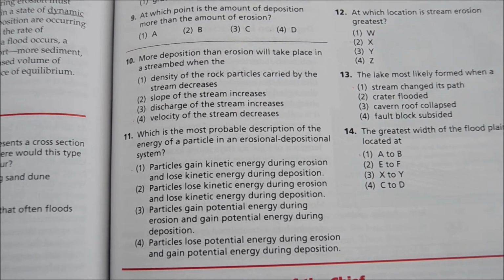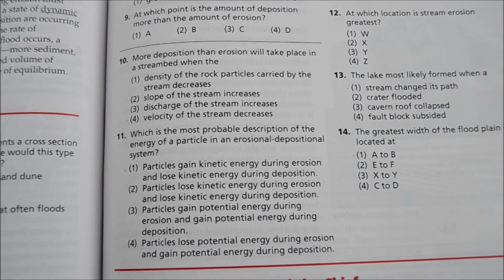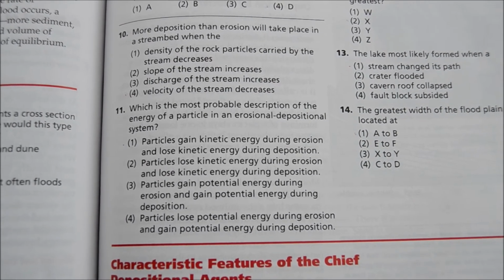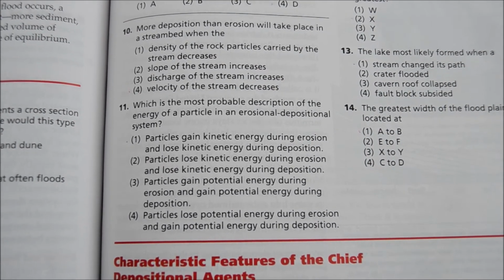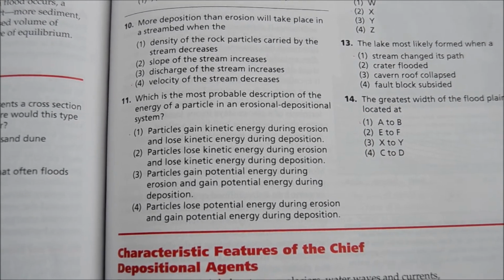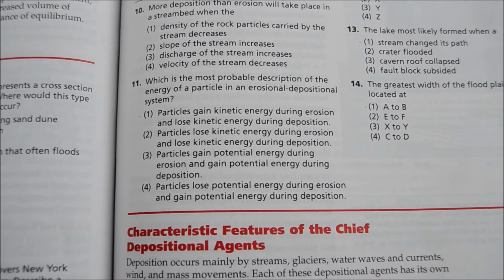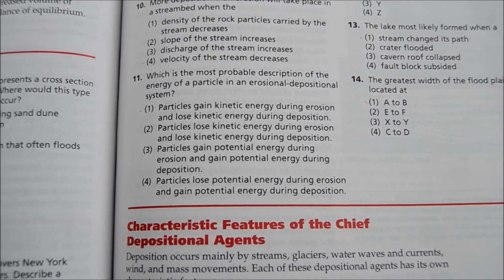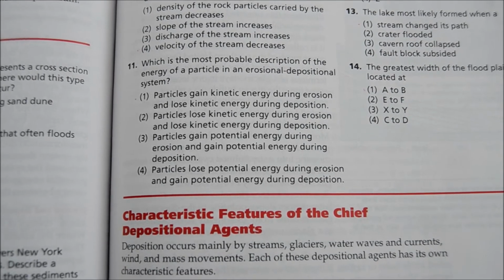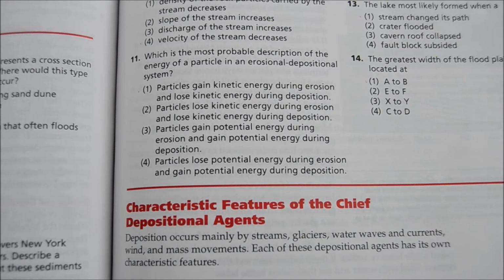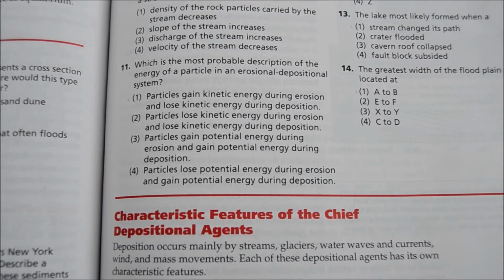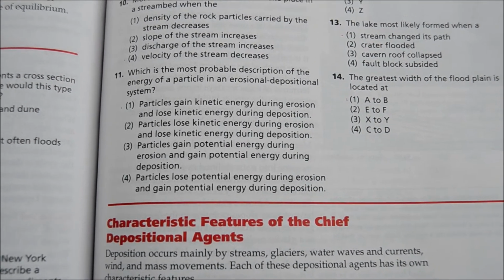Number 11. Which is the most probable description of the energy of a particle in an erosional depositional system? Number 1. Particles gain kinetic energy during erosion. Remember, kinetic is motion. I'm moving sediments. I'm eroding. And they lose kinetic energy during deposition. I've slowed down. I don't have the energy. That kinetic energy is going into potential. So 11 is number 1.